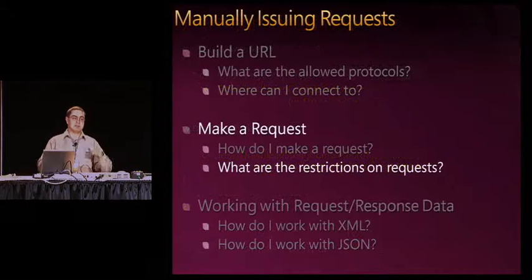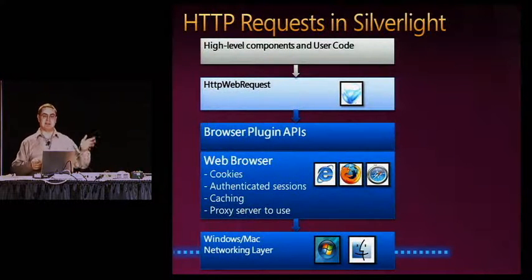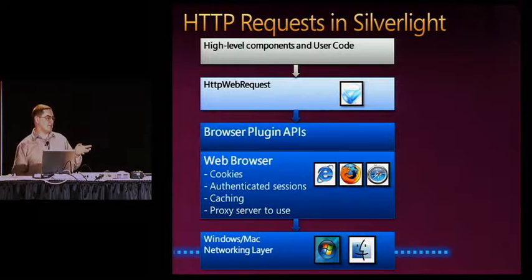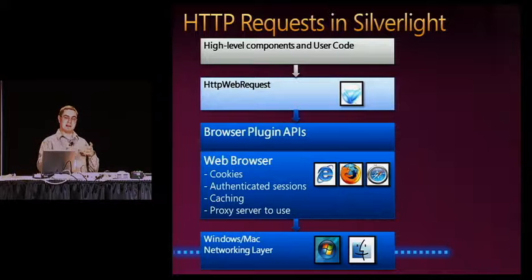So it turns out that there are some restrictions on the types of HTTP requests that you can issue. And to understand these restrictions, I'll show you the entire networking stack. What happens is that there are certainly higher level components like those SOAP proxies, and there's code that you will write, but eventually it all goes down to the Silverlight HTTP request mechanism, which utilizes plugin APIs that are exposed by the browser, and then the browser in turn handles some aspects of the communications. So it handles cookies, authenticated sessions, caching, and any proxy servers that you're using.